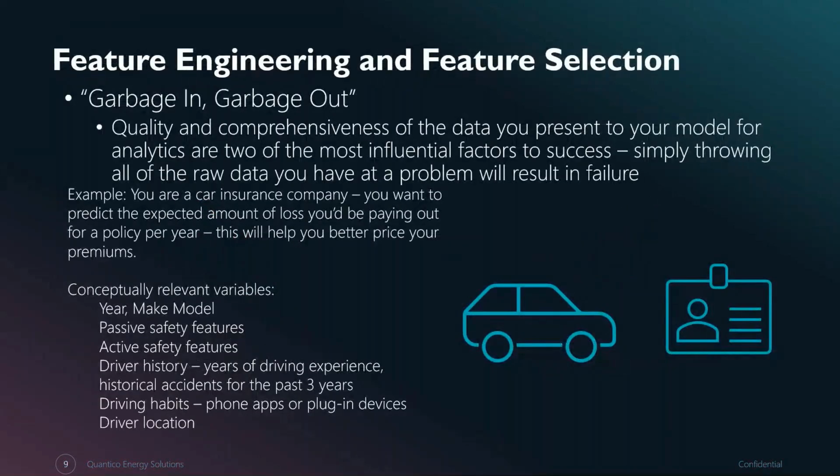So I'm going to talk a little bit about feature engineering and feature selection. In data science, we have a saying that says garbage in, garbage out. What it means is, if you put data that is low quality or not very comprehensive into your model, then the predictions that are coming out of your model are also going to be low quality and not very comprehensive, right? And so quality and comprehensiveness are actually two of the most influential factors to success.